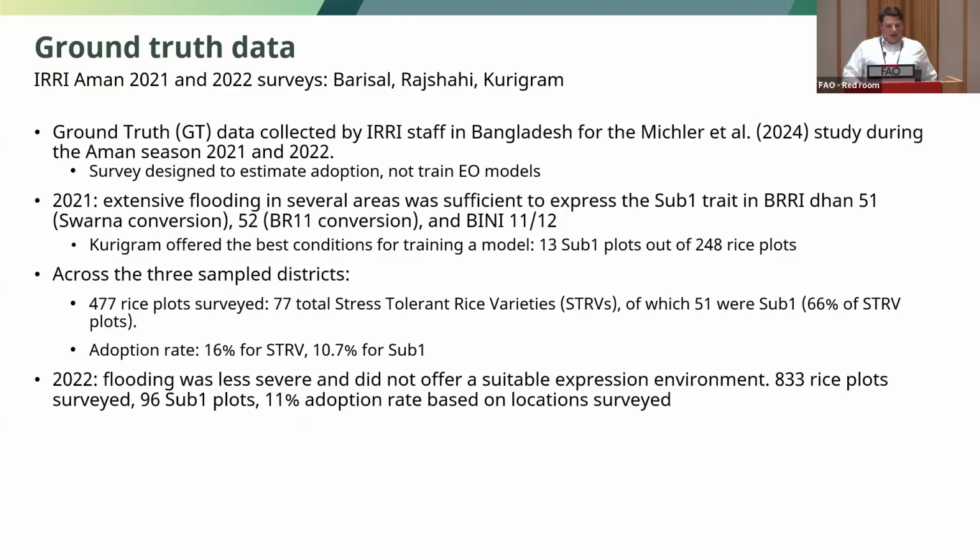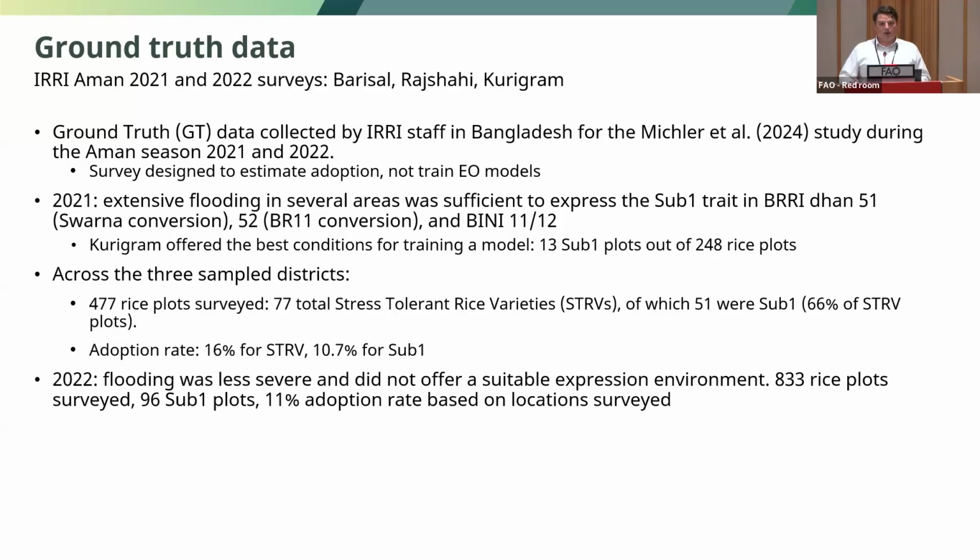The ground truth data, as mentioned before, was not initially collected with this end use case in mind of an EO-focused impact assessment. From 2021, the data that we had was in total 248 rice plots. Of those, only 13 were the sub-1 variety of interest for the use case. In 2022, we had 833 rice plots, and 96 of those were sub-1, which, with the household survey information, shows roughly 11% adoption.